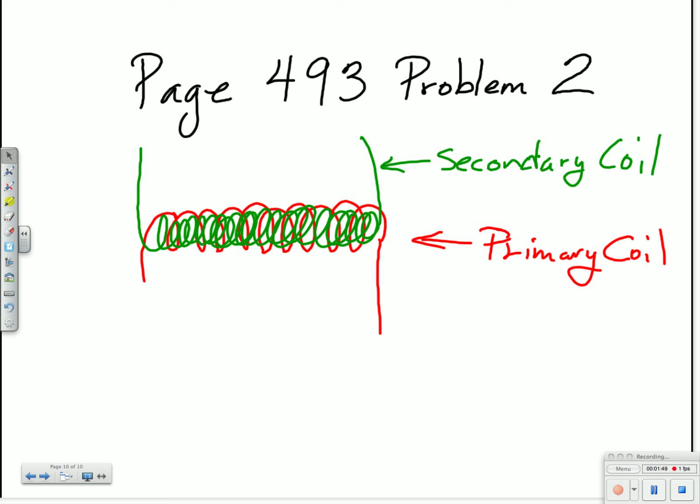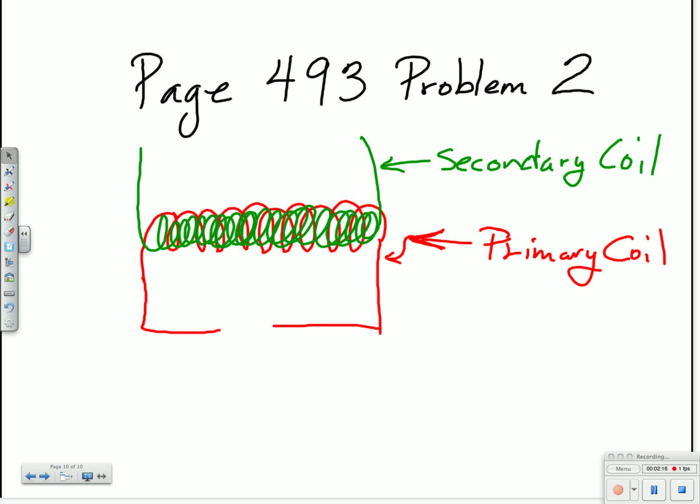Now I want to make sure that you understand that it's the green one that's the secondary, and it's the red one that's the primary. So even though I have my arrow pointing this direction, I'm really pointing towards the red coil. Okay, so let's look at it. It says 12 volts AC is connected to the primary. So if we have 12 volts AC connected to the primary, and our red coil is the primary.